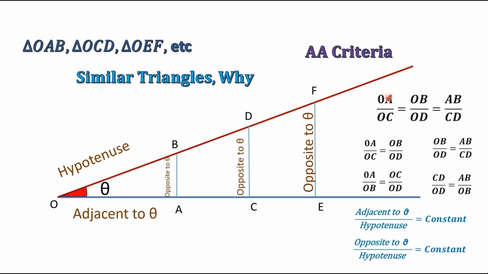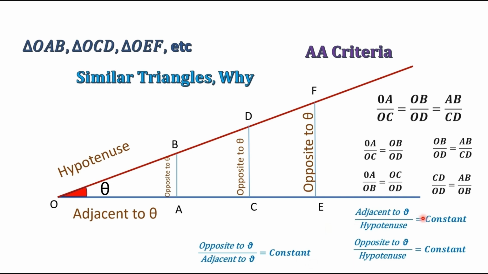Okay, if you take the first term and last term here, then you will get opposite to theta by adjacent to theta, also a constant. Here you need to remember only one point, okay? If theta is fixed, if you are not changing the theta angle in a right angle triangle, then all these combinations of ratios are constant, okay? They are different constants: constant 1, constant 2, constant 3, maybe. But each ratio is constant, okay?